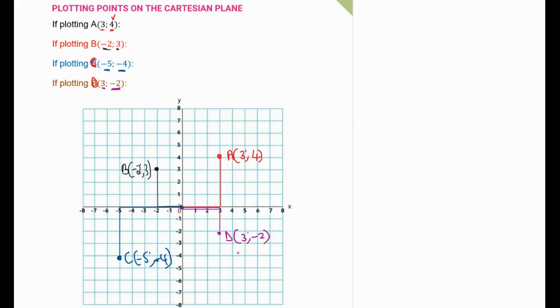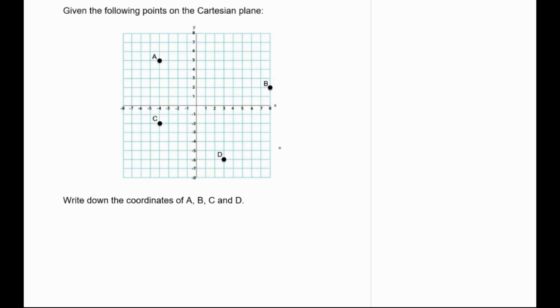Using this, we can also find the coordinates of given points. Let's see how we can do this. Let's say we're given these points and we want to find their coordinates. What are the coordinates of A? We start with x. X is at -4. And then y, check y, that is 5. So these are the coordinates of A. And then the coordinates of B, we start by checking x. So x is 8. And then check y. Y is 2. So these are the coordinates of B.